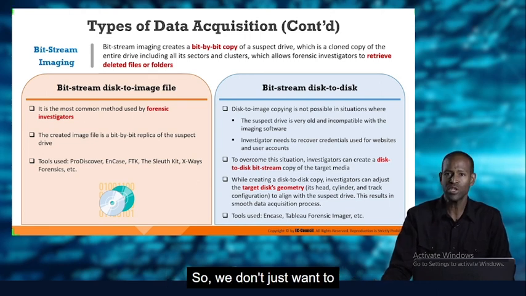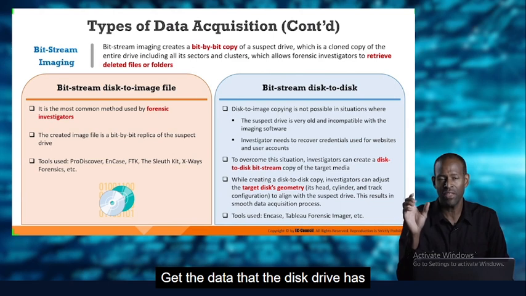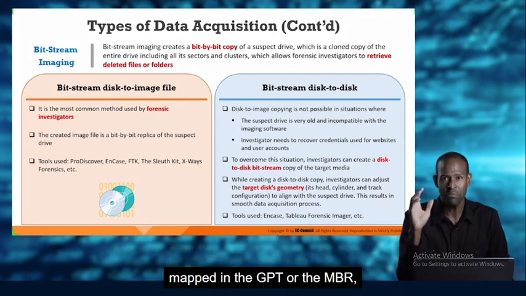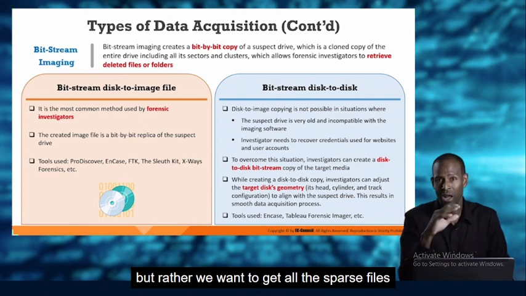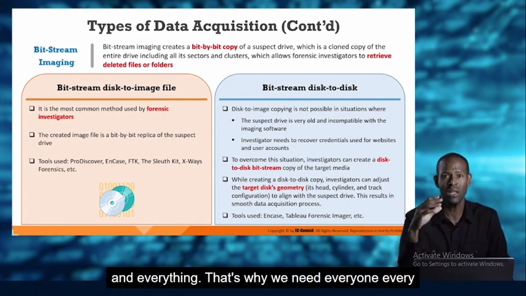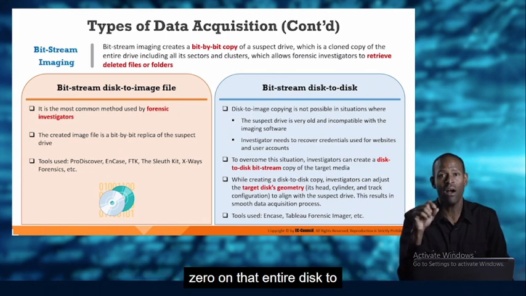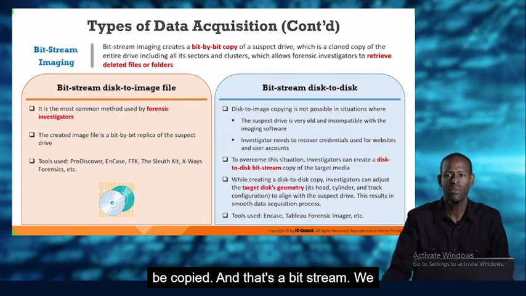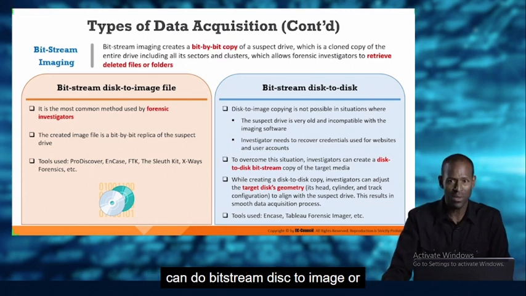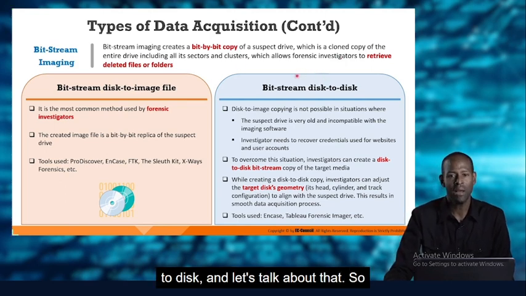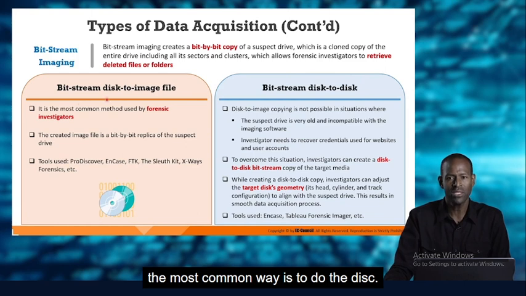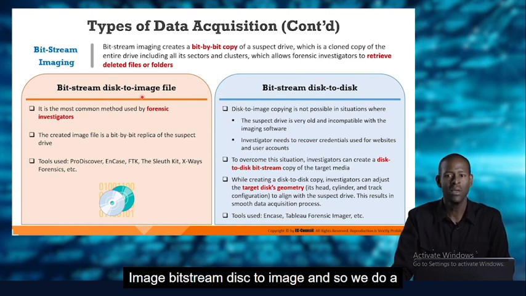So we don't just want to get the data that the disk drive has mapped in the GPT or the MBR, but rather we want to get all the sparse files and everything. That's why we need every 1, every 0 on that entire disk to be copied, and that's a bit stream. We could do bit stream disk to image, or we could do bit stream disk to disk, and let's talk about that. So the most common way is to do the disk to image, bit stream disk to image.